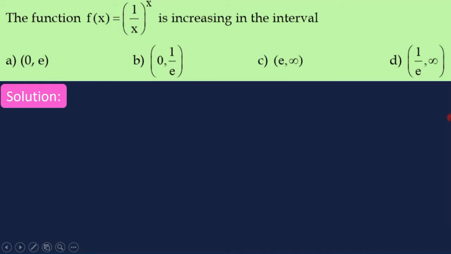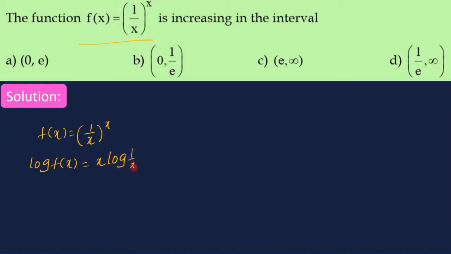Let us find this. Given f of x is equal to 1 by x whole power x. Taking log on both sides, we get log f of x is equal to, here log x power n, that is n into log x, so x into log 1 by x. This implies log f of x is equal to x into log of 1 by x, which can be written as x inverse. This implies log f of x is equal to x into, here log x inverse can be written as minus log x, so minus log x.